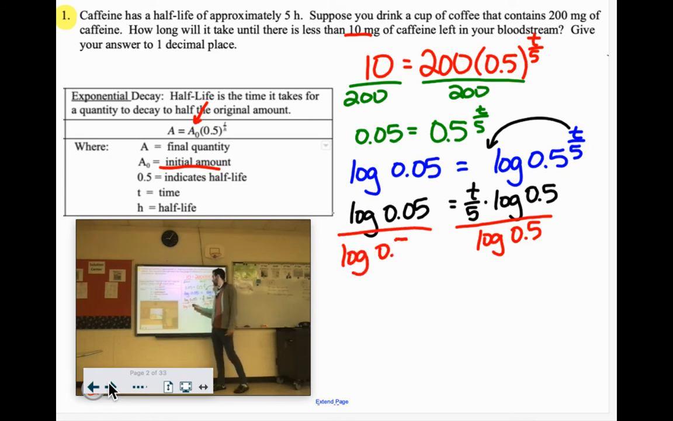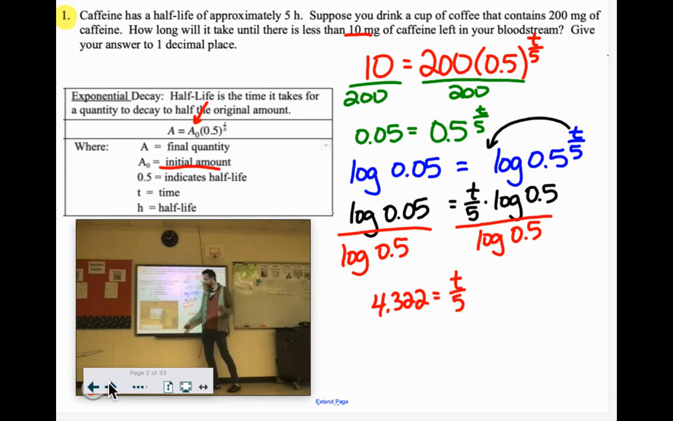Now you can totally knock this out in your calculator right now, and that's all good. Otherwise, the exact answer, you could leave that for now. I'm just going to put it in my calculator here: log of 0.05 divided by log of 0.5. I'm getting 4.322. That's equal to t over 5.